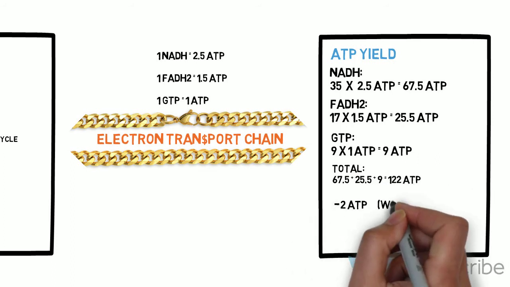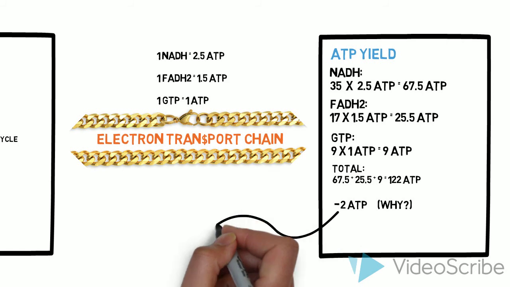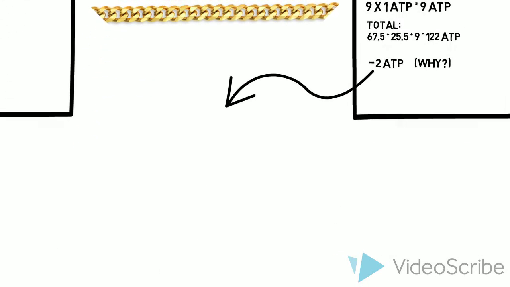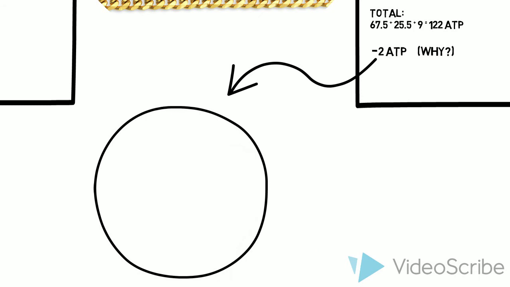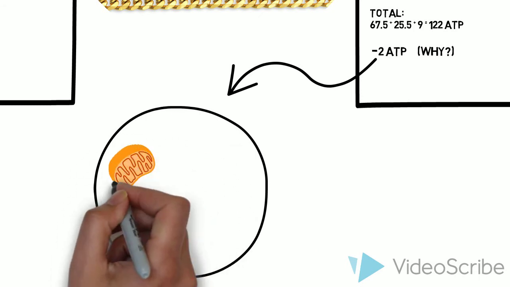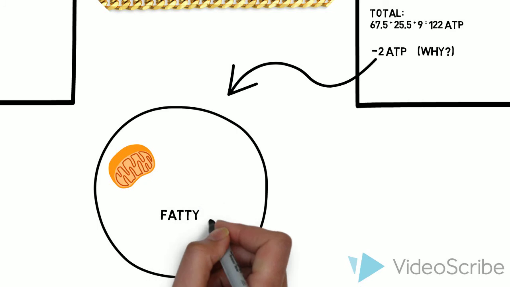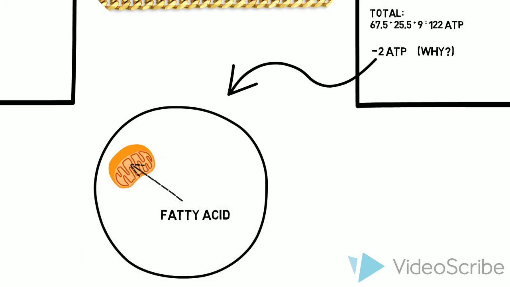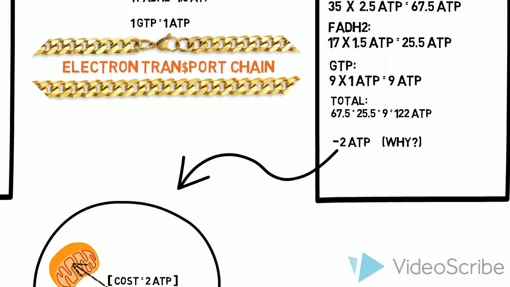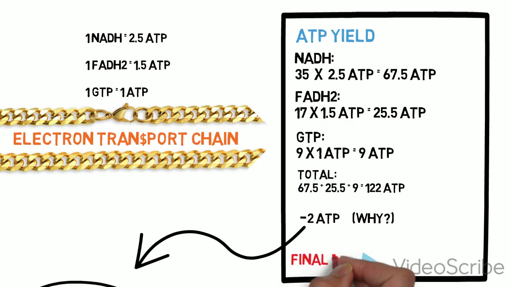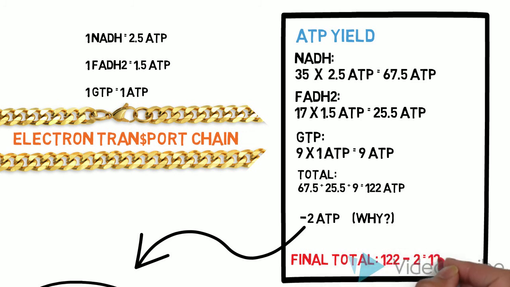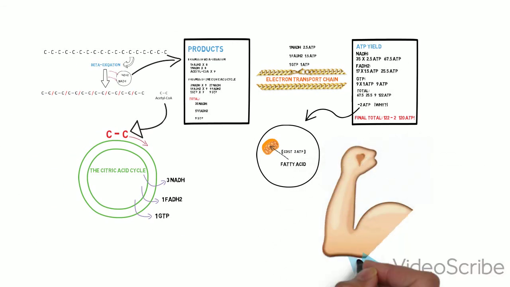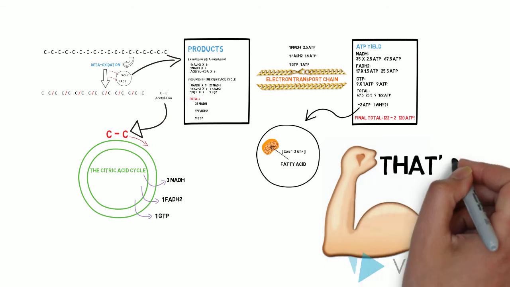But we need to remove 2 ATP from our total in order to activate the fatty acid. The fat starts off in the cytosol of the cell, yet oxidation occurs in the mitochondria, so we need to move the fatty acid into the mitochondria, and this process costs us 2 ATP. Let's put all the ATP together now. The 122 ATP produced from the reducing equivalents minus the 2 from the activation of the fat equals a total of 120 ATP. A massive 120 ATP from one fatty acid, that's almost as big as my biceps.